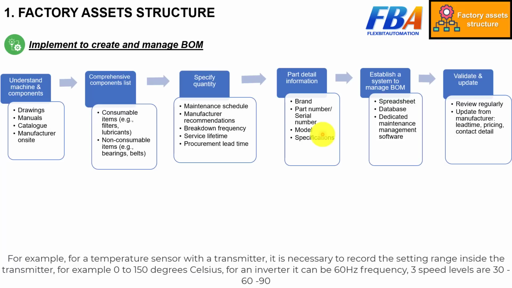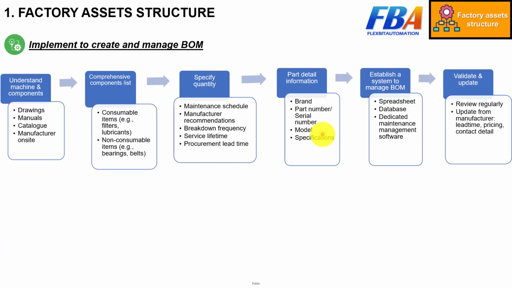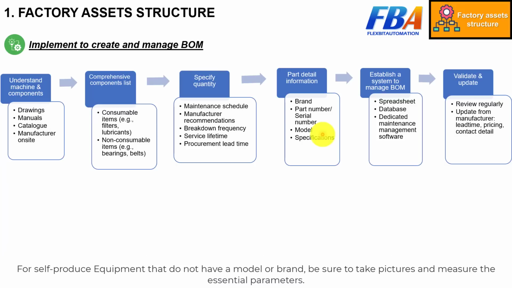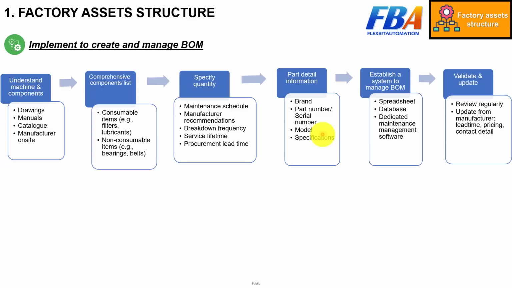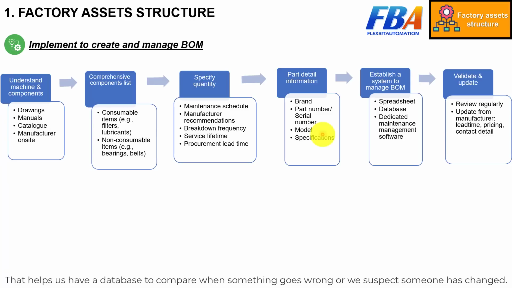For an inverter, it can be 60 Hz frequency, or 3 speed levels at 30, 60, or 90. For self-produced equipment that does not have a model or brand, make sure to take a picture and measure the essential parameters. That will help us to have a database to compare when something goes wrong or we suspect someone has changed it.